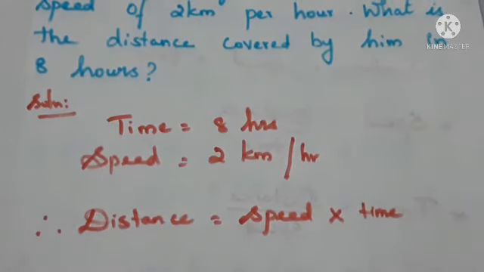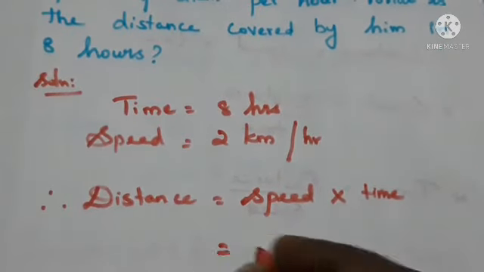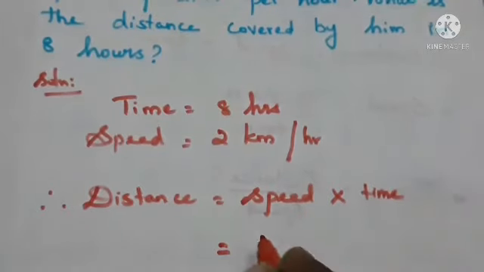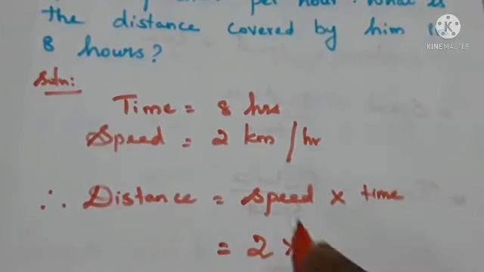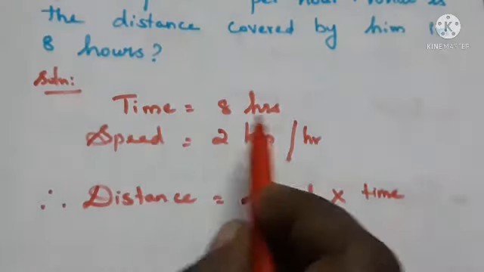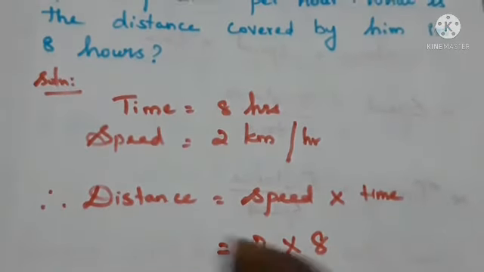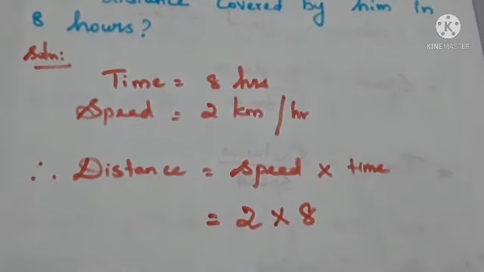So we can write the speed and time first. What's the speed? 2 kilometer per hour. Don't write the units here, just write 2. Next, the multiplication symbol. Then time: 8 hours, so we write 8. So 2 multiplied by 8. 2 is the speed and time is 8 hours. 2 into 8 is 16.